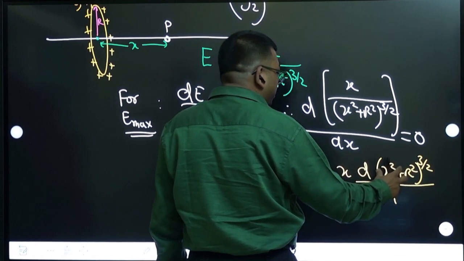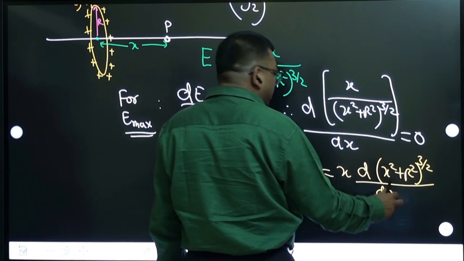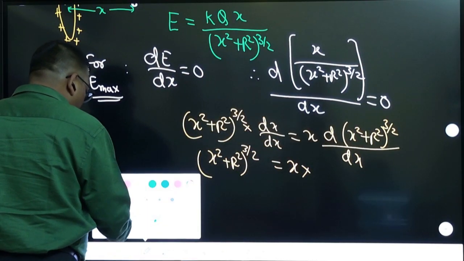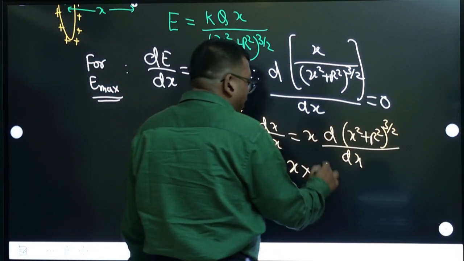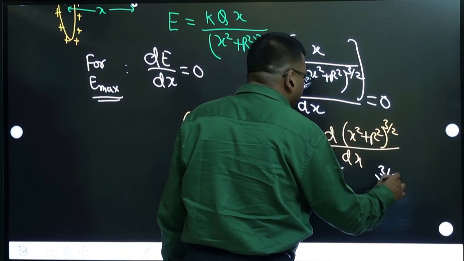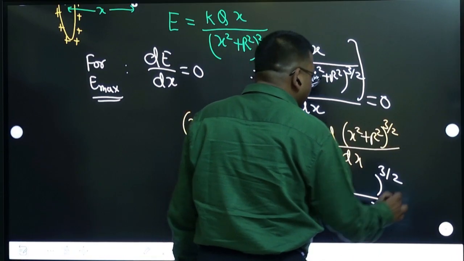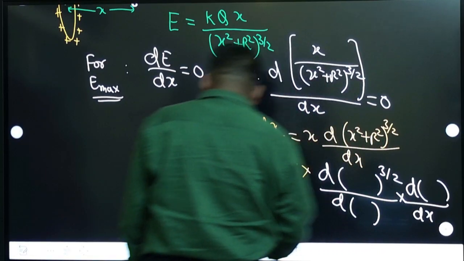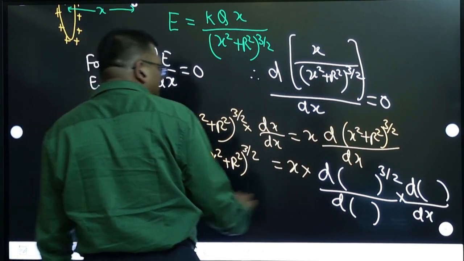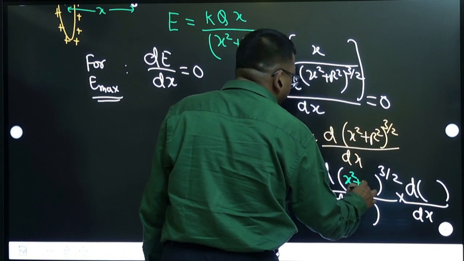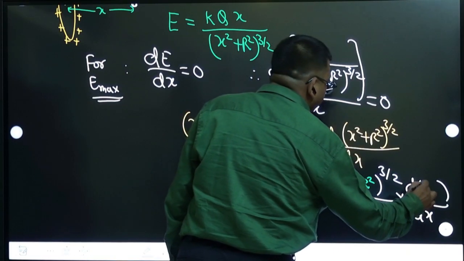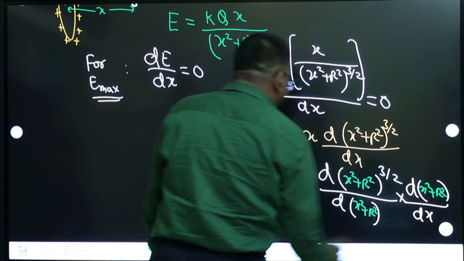But when you apply differentiation of this directly, you cannot do. So chain rule I will apply here, one step to show how we are applying. I will write this power 3 by 2 with respect to this, and then this with respect to x, like this. This means what? This means it is the same x square plus r square, x square plus r square. Okay, this is what we are doing.